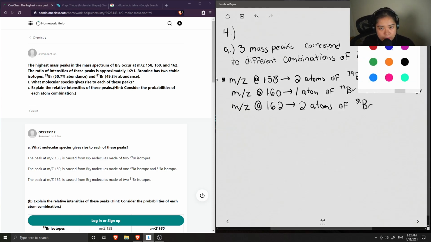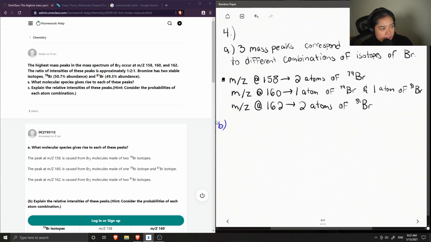So now let's do part B of the question. Explain the relative intensities of these peaks, and we need to consider the probabilities of each of the atom combinations. So we know that the ratio of the peaks is equal to 1 to 2 to 1. So let's look at the probability of each atom combination.